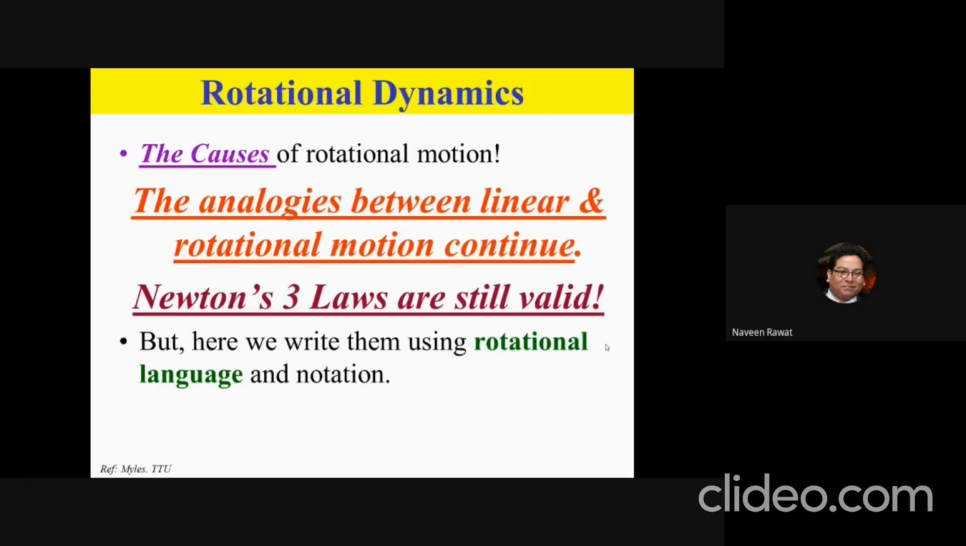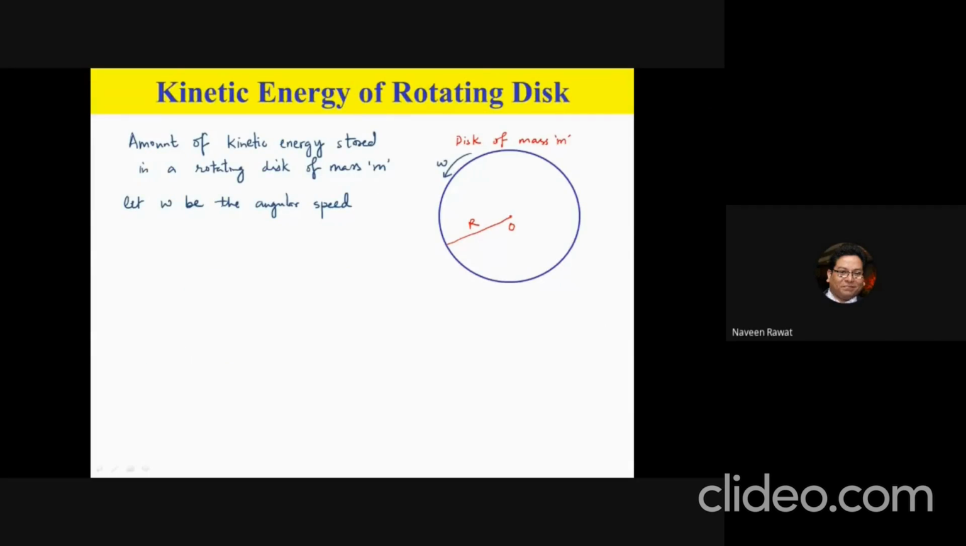We have been looking at rotational motion in the previous lecture, and we tried to relate the linear quantities to their rotational analogues. Today we want to start off by looking at the kinetic energy of a rotating disk. The question we are going to ask ourselves is, what is the amount of kinetic energy that is stored in a rotating disk of mass m?